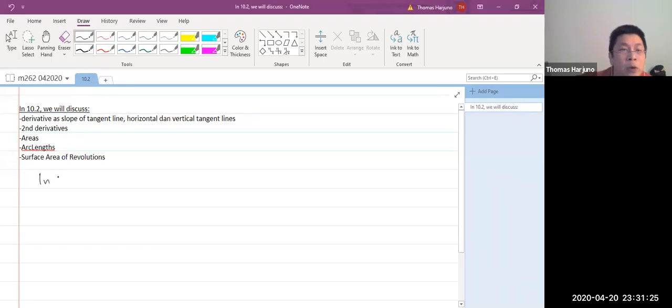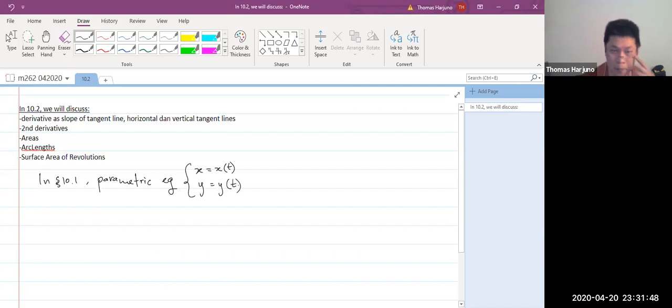Now in 10.1, we have seen that the parametric equation that we have will be x and y, where x is a function of time t and y also a function of time t. Now in the past, we have that x is our independent variable and y our dependent variable.